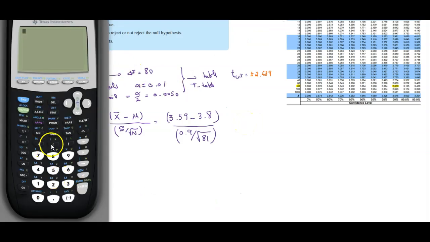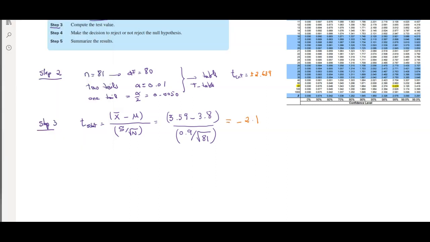All right, again, open a parenthesis, 3.59 minus 3.8, close the parenthesis, divide by, open a parenthesis again, 0.9 divided by square root, second and squares, and 81 here. Exit, close the parenthesis. So we get minus 2.1. Okay, so let's go and place it on the chart.